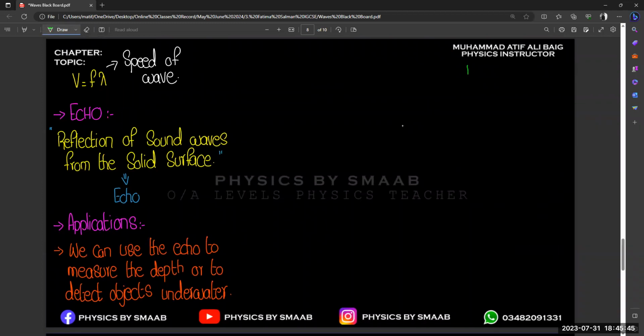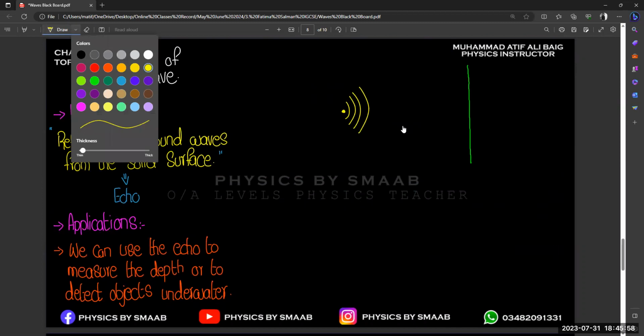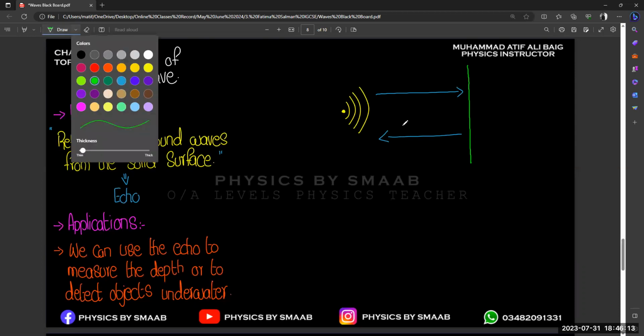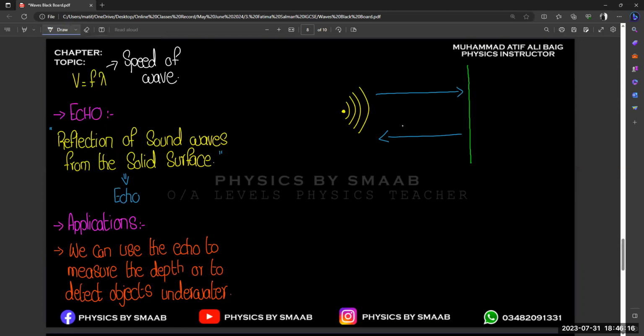Let's suppose we have a solid ball here and we generate a sound wave from the left hand side. So this is our source of sound. What actually happens here is that sound first travels in the forward direction, then it bounces back, right? So the distance for the sound wave will be doubled. Let's suppose the original distance from the source to the wall or the reflecting surface is 20 meters. So your final distance will be 20 meter plus 20 meter, right? This is your sound source.